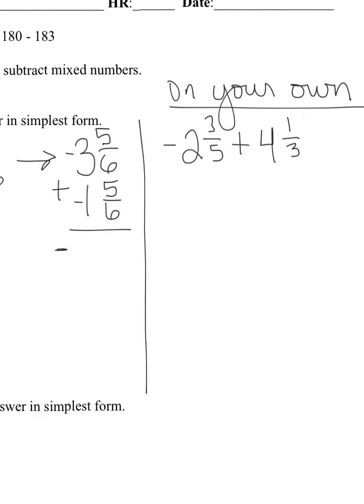All right, we're going to go ahead and do one on your own. -2 3/5 plus 4 1/3. Make sure on this one I don't have a common denominator, so I've got to pay attention. And then also look at your signs. I have a negative that I'm adding to a positive. So take all of that into consideration, and I want you to try it on your own. Pause the video, work it out, and then play it again.